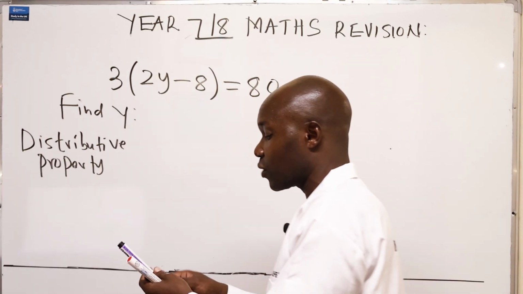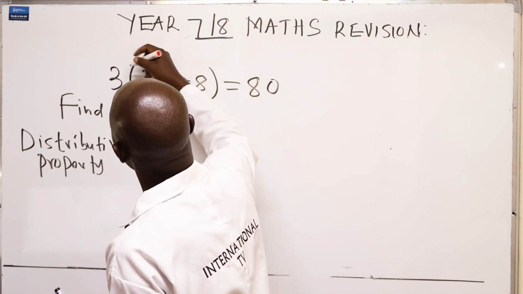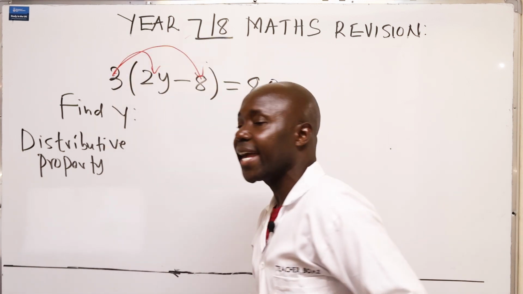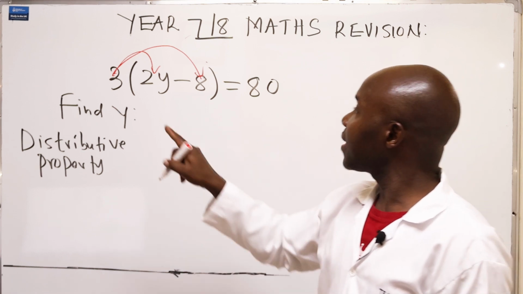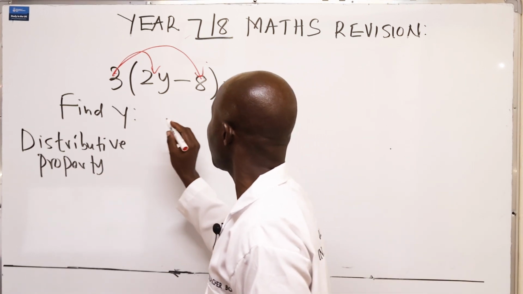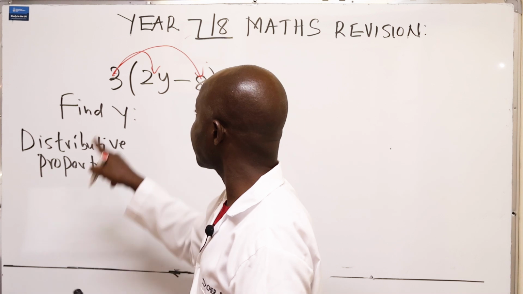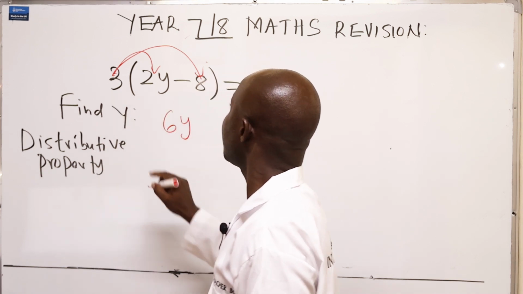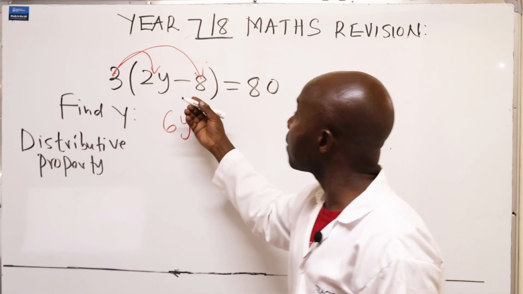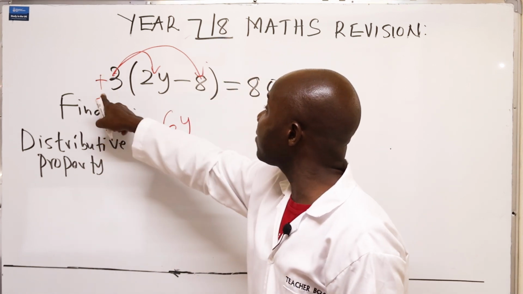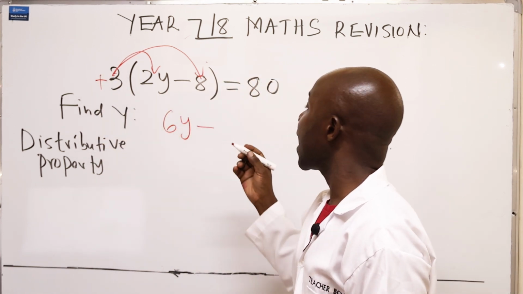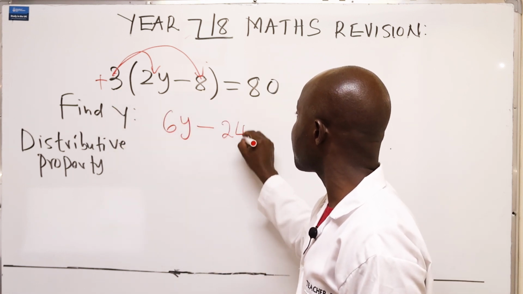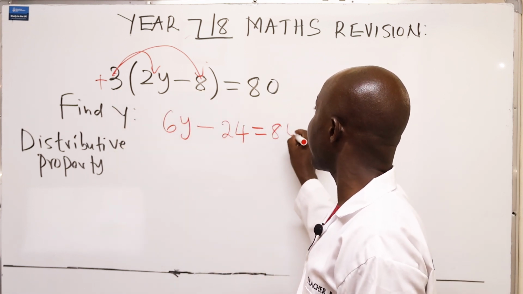So the number that we have here, remember we have 3. 3 must multiply 2y, and the same 3 must multiply what? 8. So we say 3 times 2y, we multiply the number part. 3 times 2 is 6. Then we add it with y. Then 3 times 8, remember 3 is a positive number. Positive times negative, we still get what? A negative. So 3 times 8, we get a 24. Then we equate it to be 80.